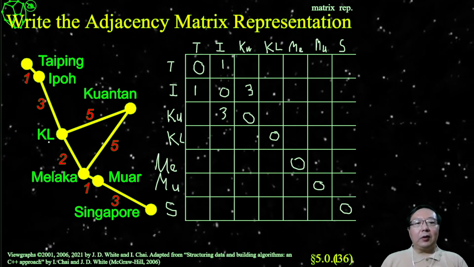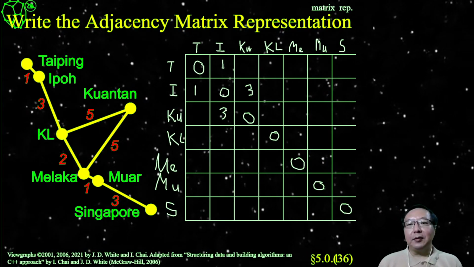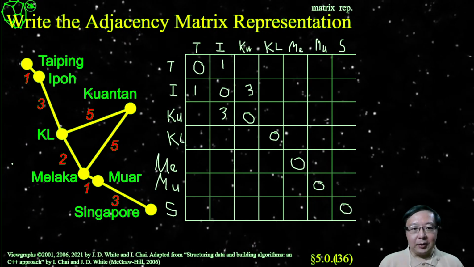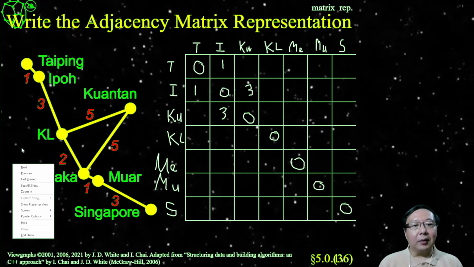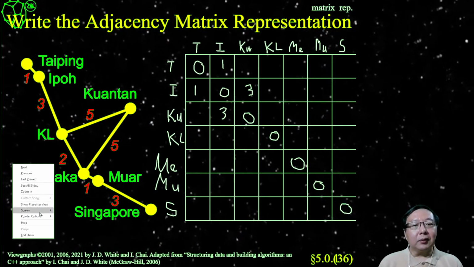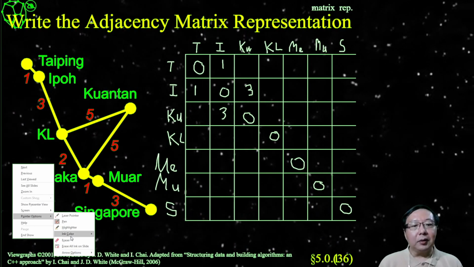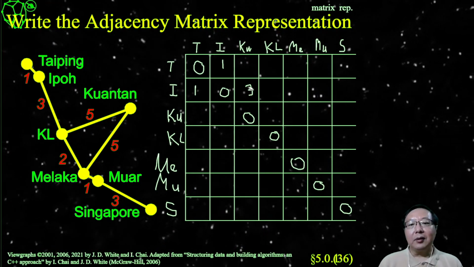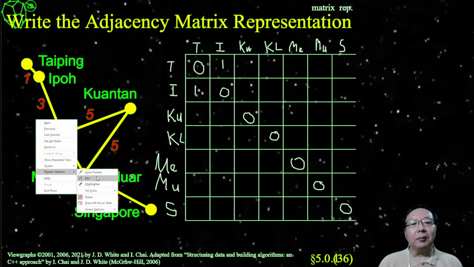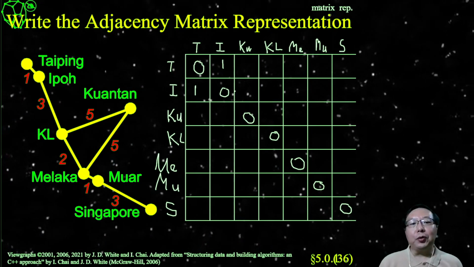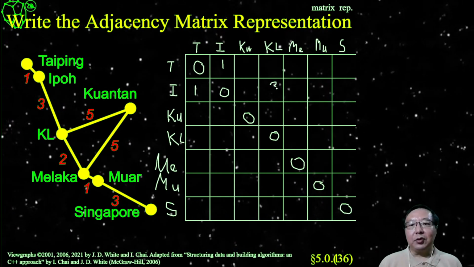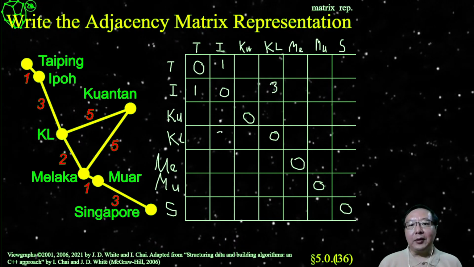Then Kuala Lumpur to Kuantan is 5. Oh, sorry, that was Kuantan, that's not Kuala Lumpur. Oops, my mistake. Okay, so sorry, this is Ipoh to Kuantan. There is no link. Ipoh to KL, there is. It's 3. And KL to Ipoh, there is 3, right?